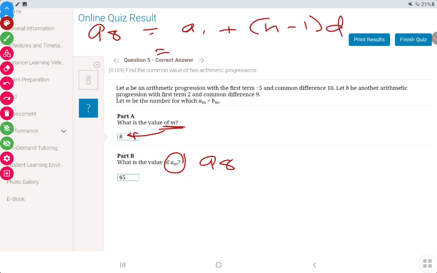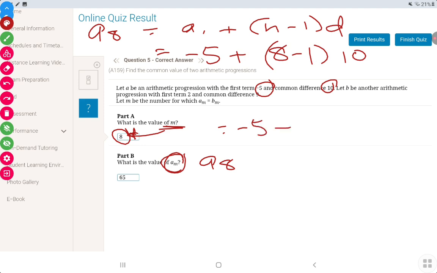a1 is -5, plus n is m, which we just replaced with m, which is 8, minus 1 times the difference, which is 10. So -5 plus 8 minus 1 is 7. 7 times 10 is 70. So -5 plus 70 is equal to 65. So a8 is equal to 65.